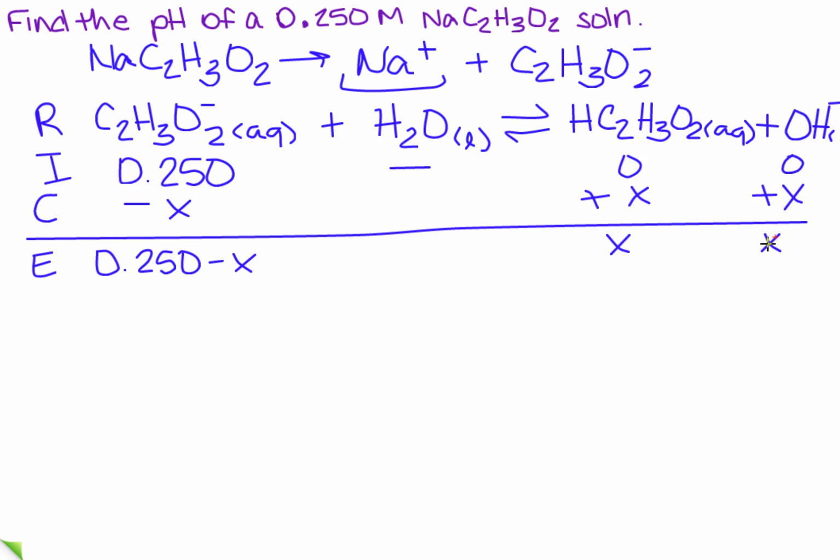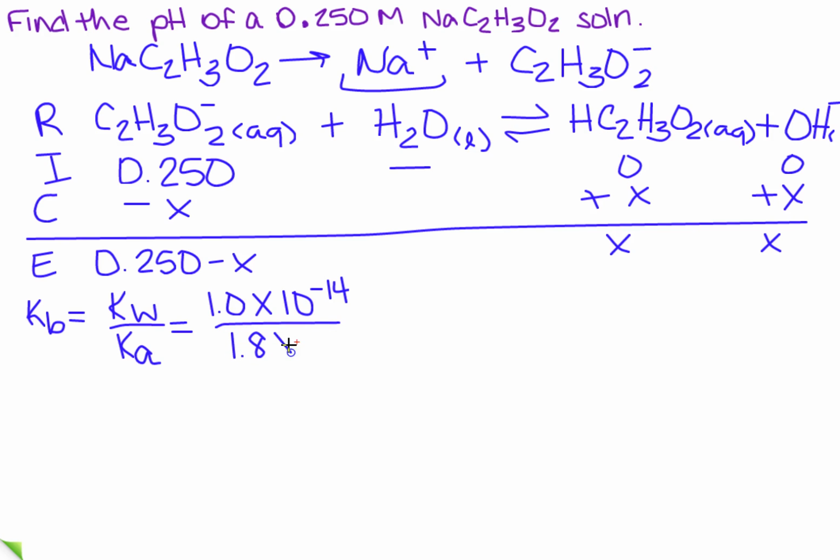So what am I going to do with that? Well, we know that this is a base, right, because it made OH. So I'm going to have K sub B, which I know I can find from KW divided by K sub A. I know KW because I've memorized that as 1.0 times 10 to the minus 14th. Ka, I've memorized it, but you can get it off of a table. It's 1.8 times 10 to the minus 5th. When I solve that, I get 5.6 times 10 to the minus 10th.